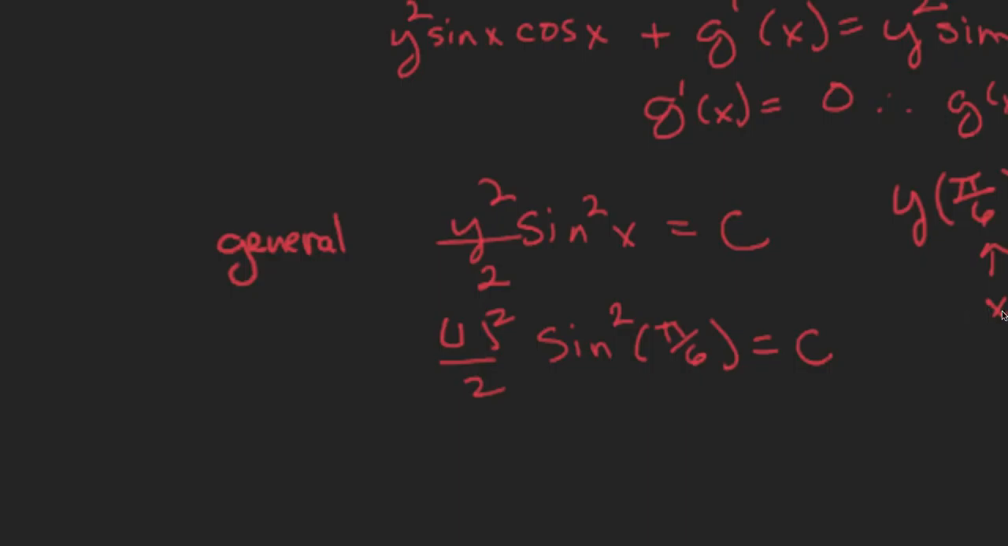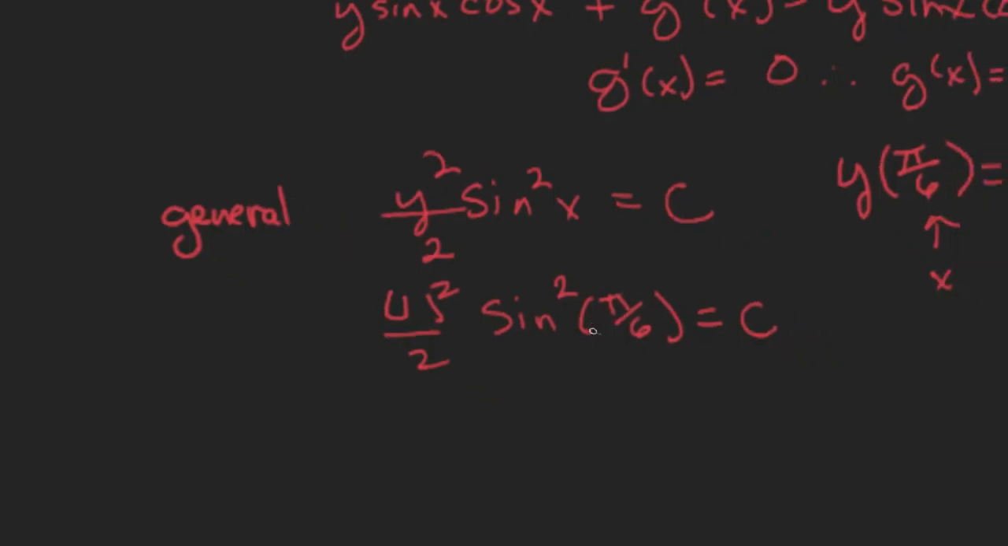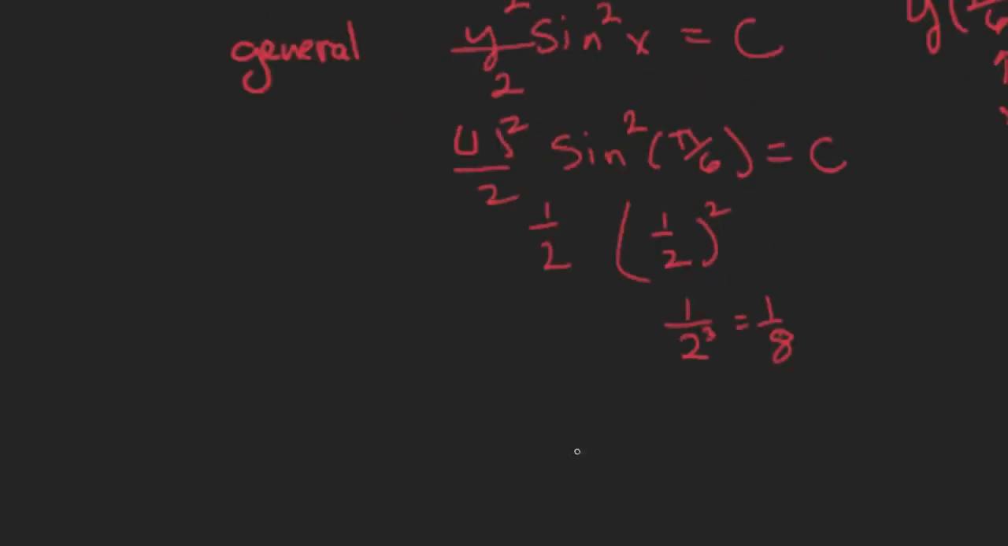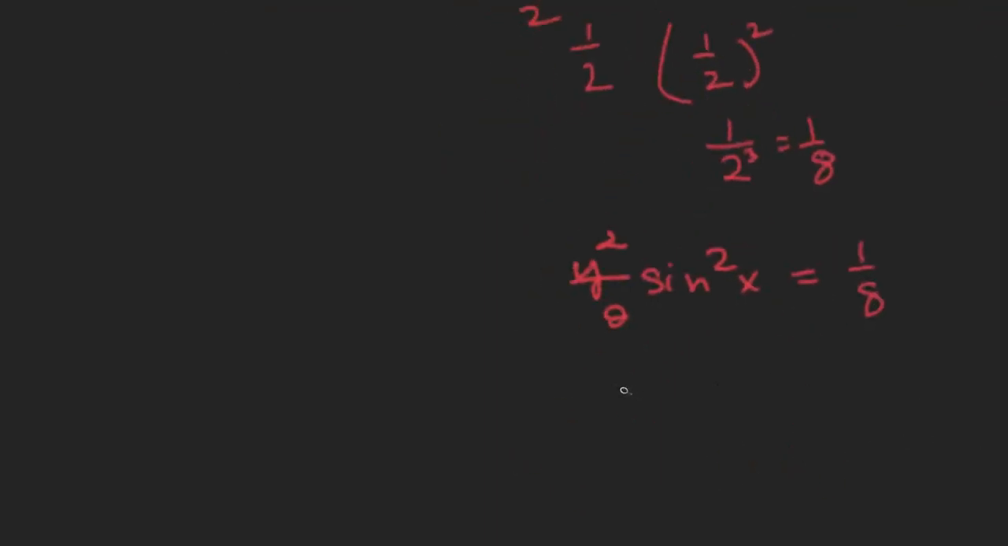So at this point, the sine of 30 degrees is going to be 1/2 squared times 1 over 2. So it's going to be 1 over 2 cubed, which is 1/8. So the particular solution now can be written down as y squared over 2 sine squared x equals 1/8. And you can clean it up a little bit by multiplying by 2 on both sides to give you y squared sine squared x equals 1/4.